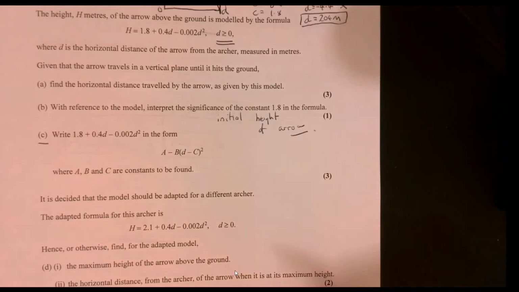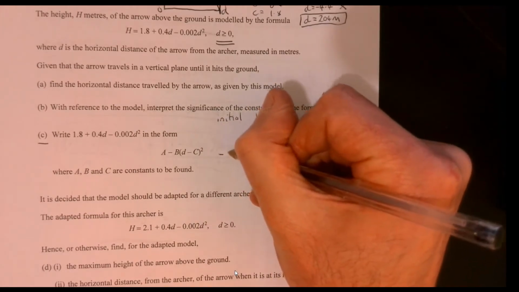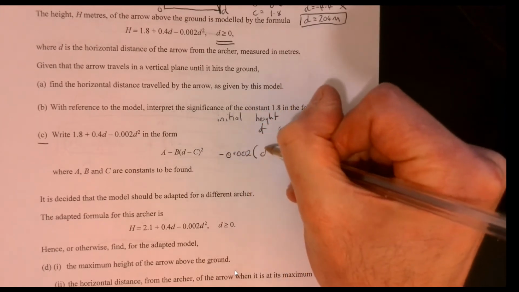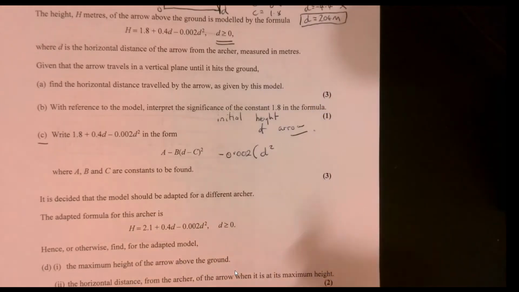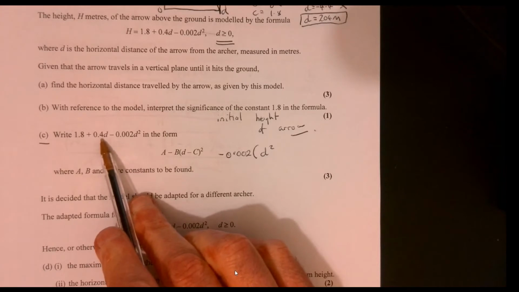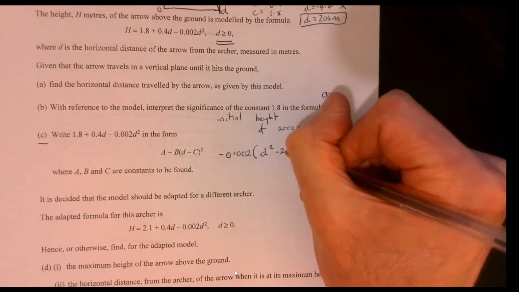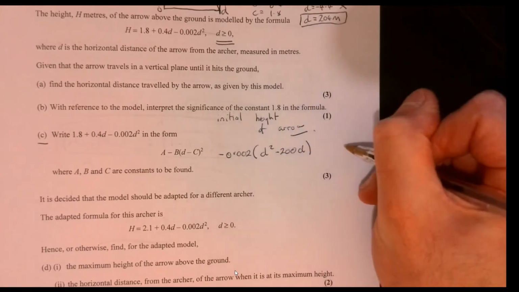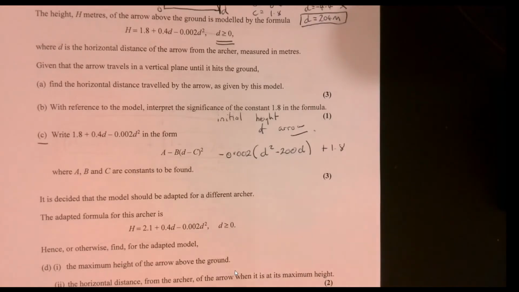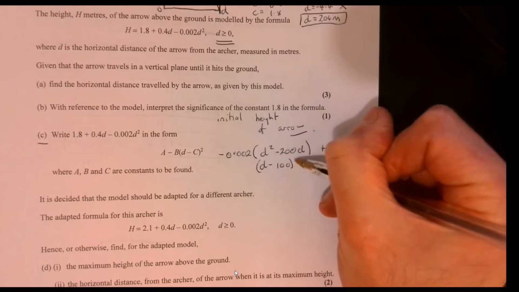Right, now part C. So basically we just need to complete the square. That's all. If you think about completing the square, what you do is you take out our constant of minus 0.002. Now 0.4 divided by minus 0.002 is minus 200, so minus 200d, and then we've still got on the end a plus 1.8.